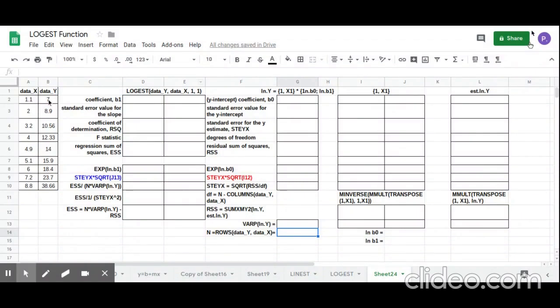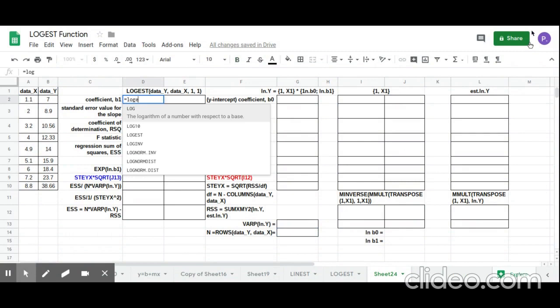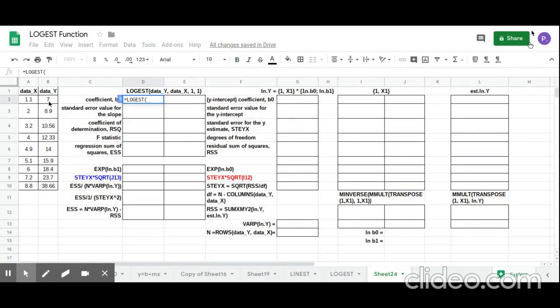Hi, in this video, we will determine the LINEST output of this data range, x and y. You enter the LINEST formula or LINEST function for this data range and show the complete statistics.